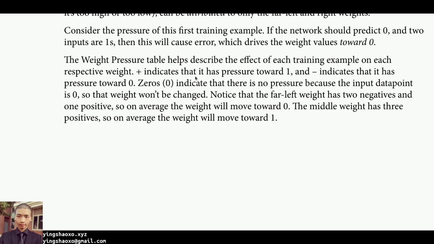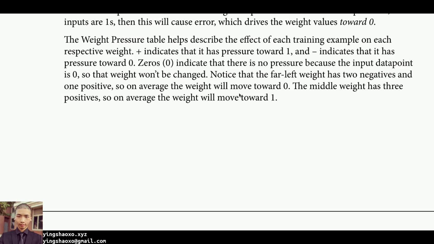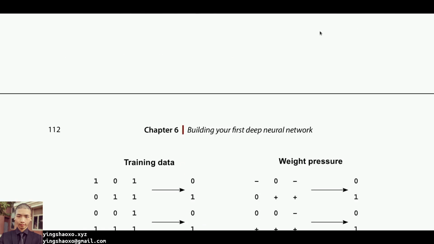The weight pressure table helps describe the effect of each training example on each respective weight. The plus indicates that it has pressure toward 1, and the negative sign indicates that it has pressure toward 0. Zeros indicate that there is no pressure because the input data point is 0, so that weight won't be changed. Notice that the far left weight has 2 negatives and 1 positive. So on average, the weight will move toward 0. The middle weight has 3 positives, so on average, the weight will move toward 1.